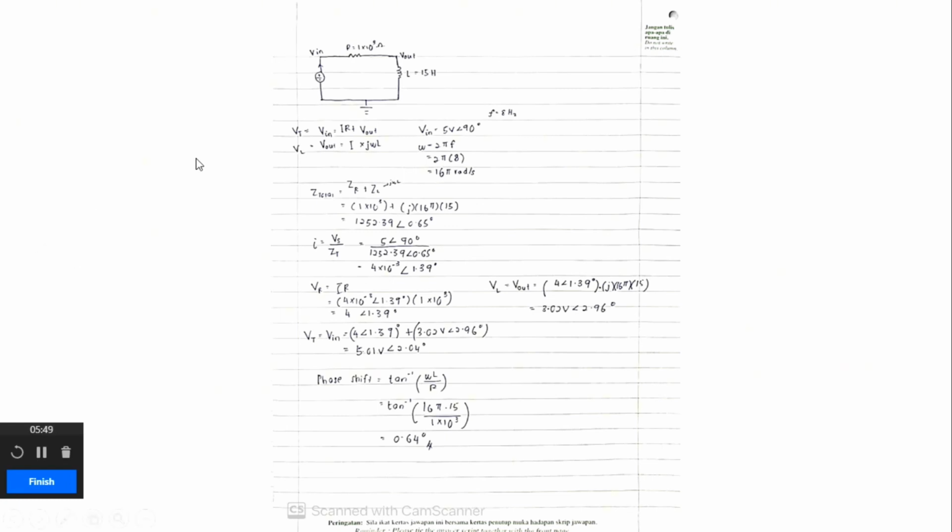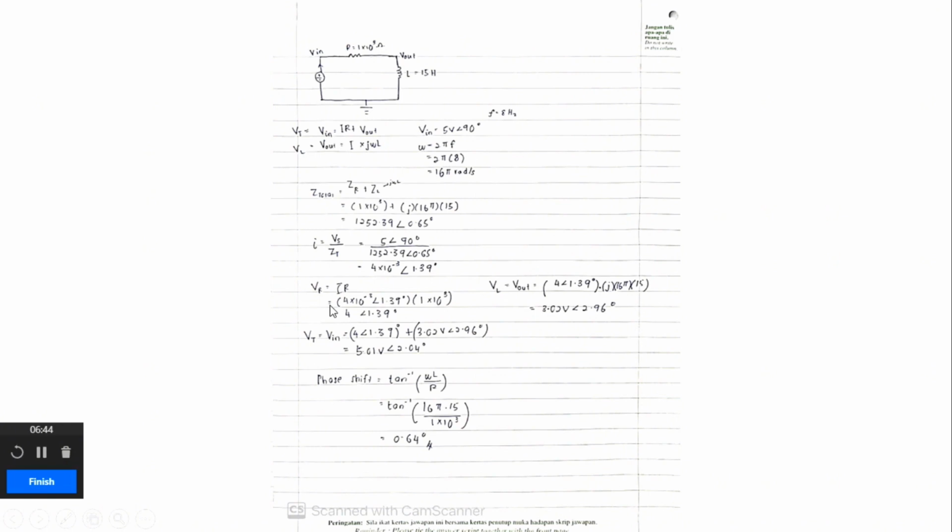So in order to calculate V in or V out, we have to calculate the Z total first. So Z total is equal to ZR plus ZL, which is equal to j omega L. So we got 1252.39 with 0.65 degree. Make sure our calculator is in radian mode. So once we got this, we can calculate the current that flows through the circuit. So current equals V source over Z total. So I get 4 times 10 to the power of negative 3, or 4 milli, with degree of 1.39 degree.